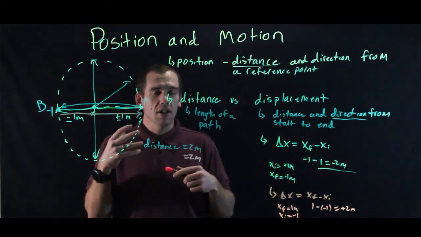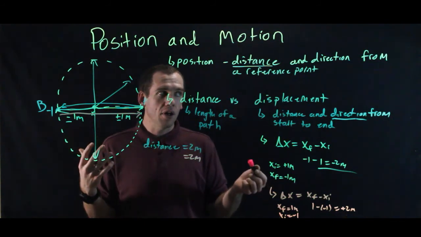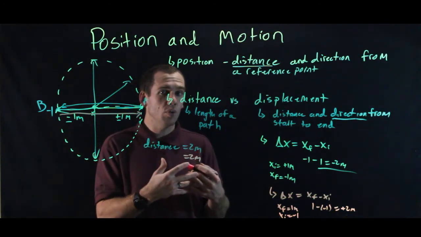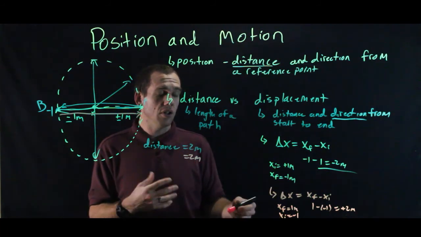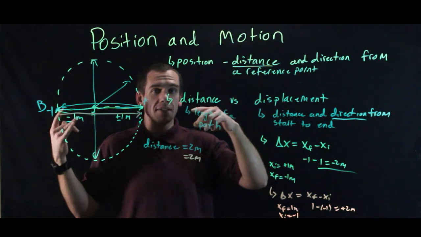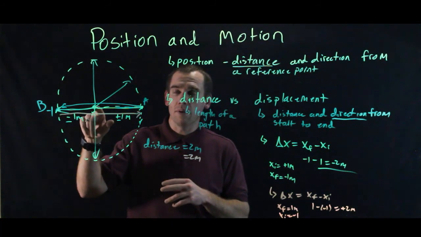So position tells me distance and direction. It can be signed. Distance is how far. Displacement is how far and what direction from beginning to end. It also will have a sign to indicate a direction. And something is in motion if its position is changing. And remember, all of that has to be measured relative to a reference point.